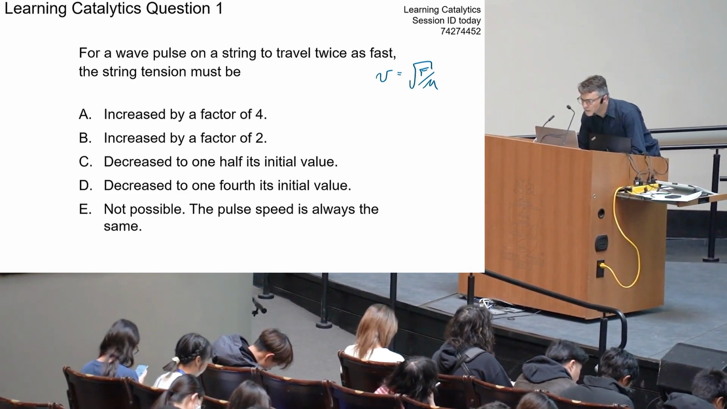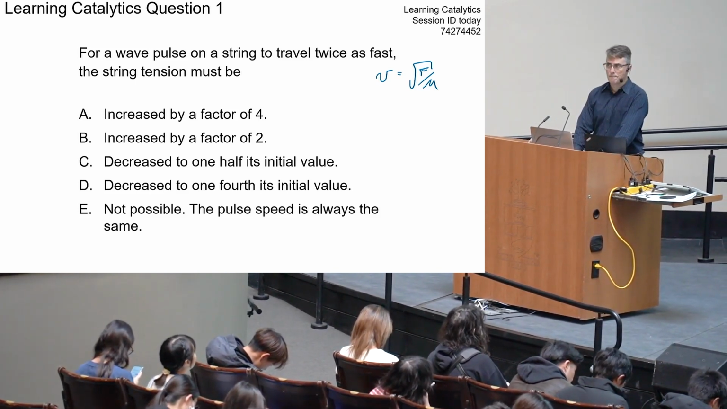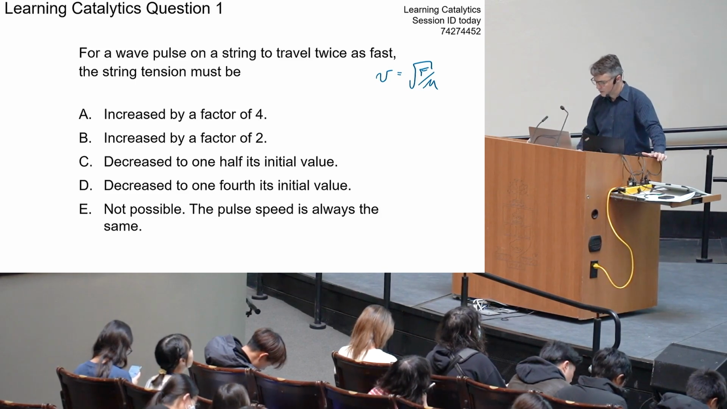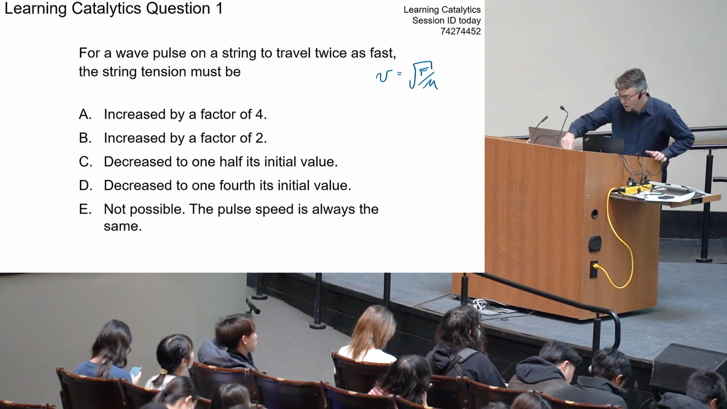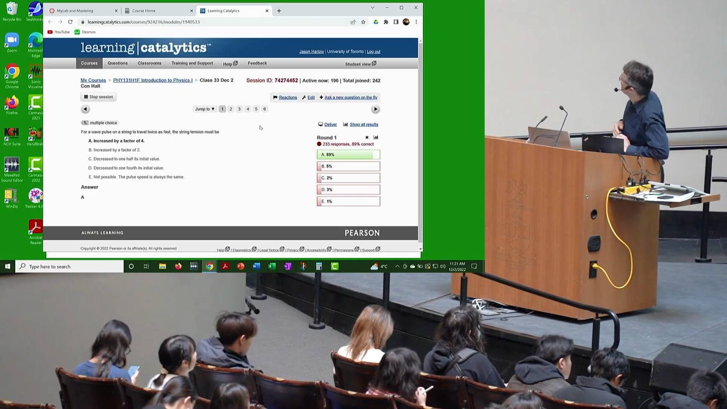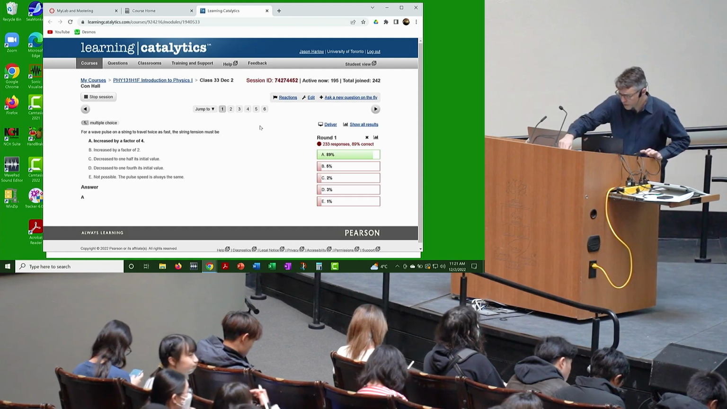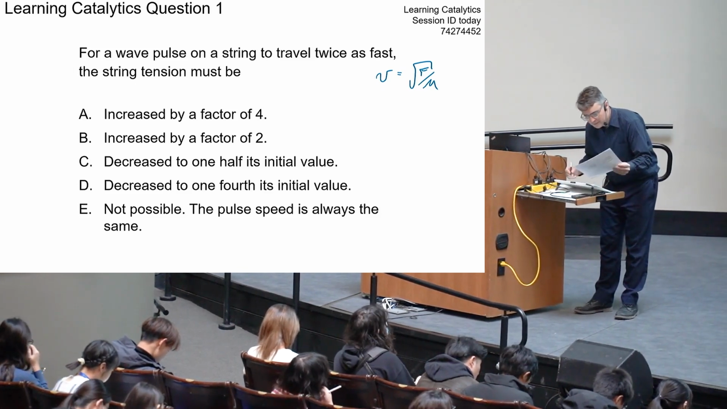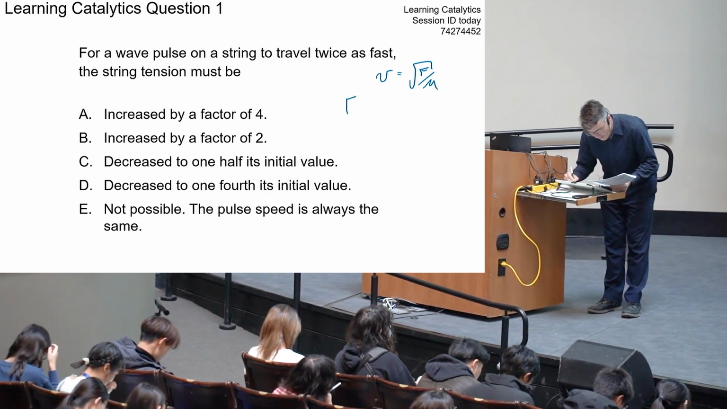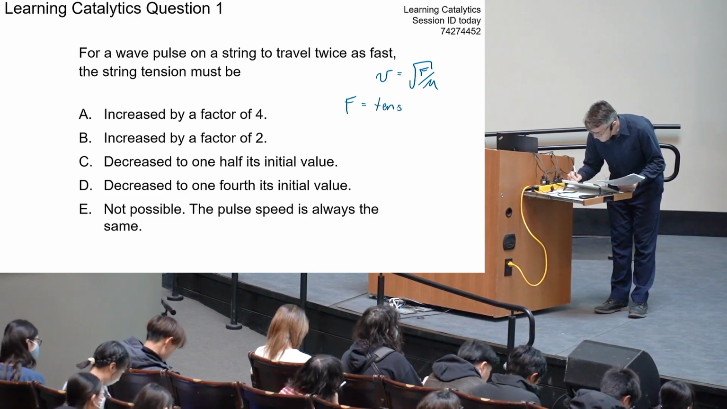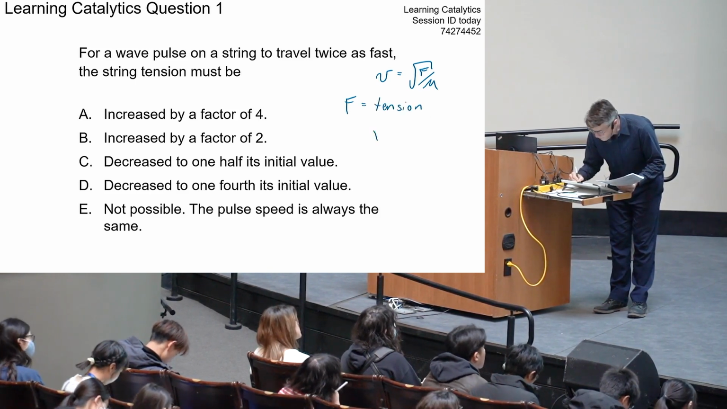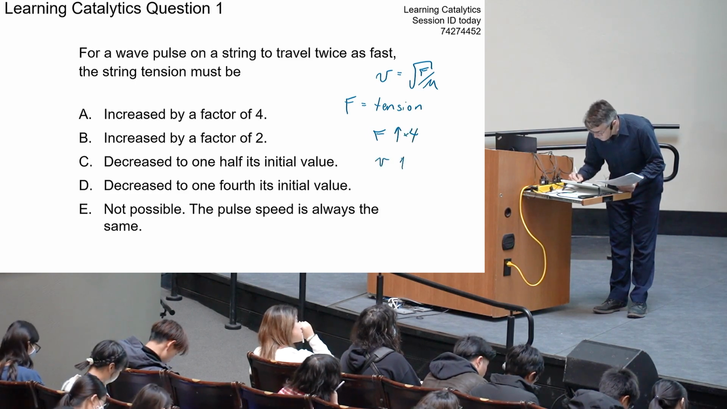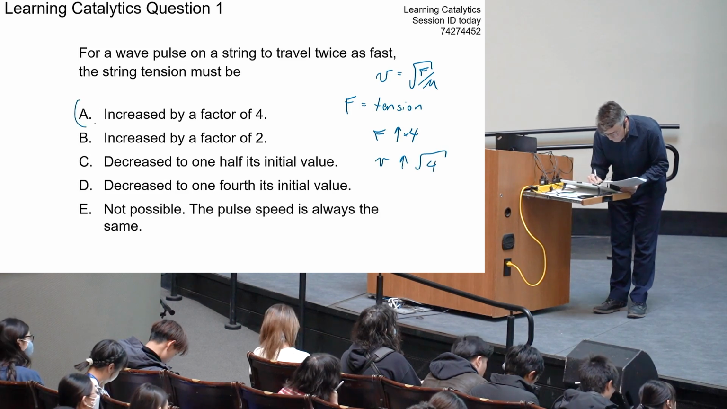I have 224 responses. Going once, going twice. Factor of 4 is the most popular answer. Also the one that I like. Since it's a square root, remember that here F is equal to the tension, which is kind of strange, but that's okay. It's a force. So if force goes up by a factor of 4, then the speed will go up by a factor of the square root of 4. So like A.